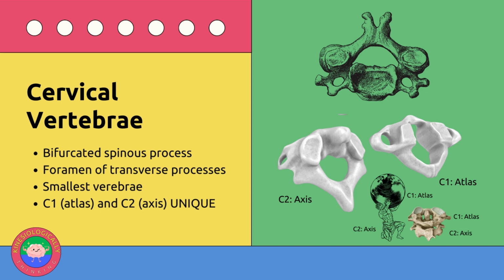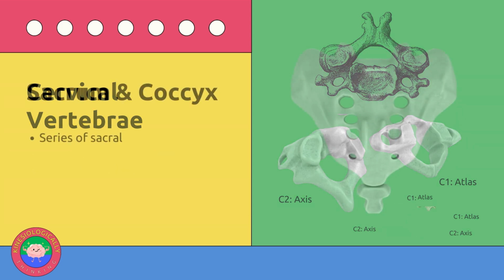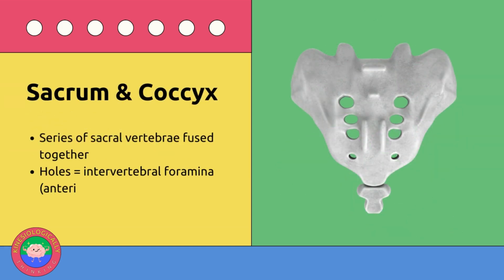Finally, we have the sacrum and the coccyx. So, even though the sacrum is a lot different looking than the rest of our vertebral column, it is actually a series of sacral vertebrae fused together. The holes that we see are its intervertebral foramina. And we can remember how many vertebrae are fused for each part, the sacrum with 5, s5, and the coccyx with 4, co4. Now it's time to see how well you know the vertebral column.